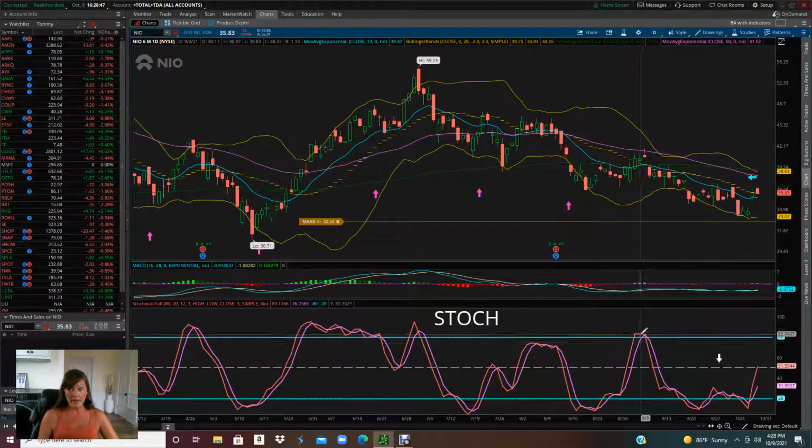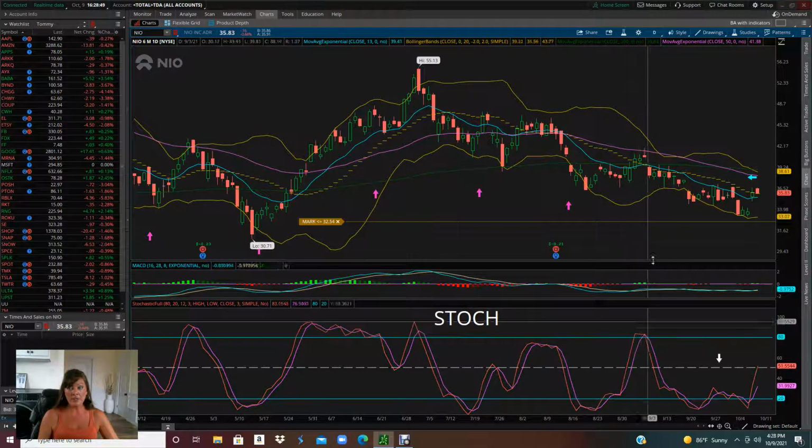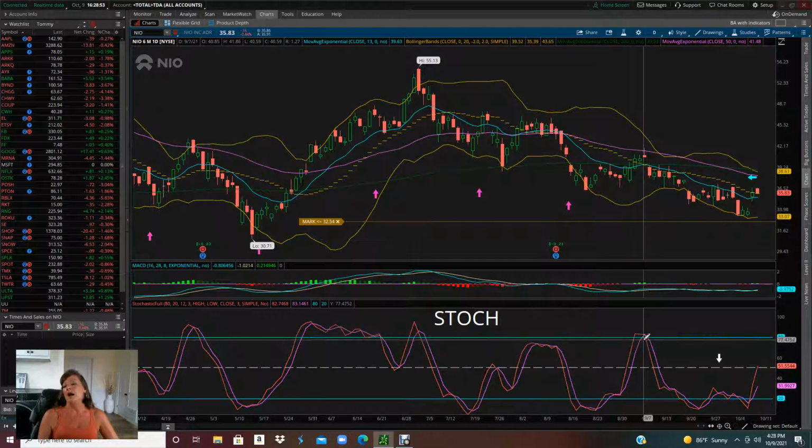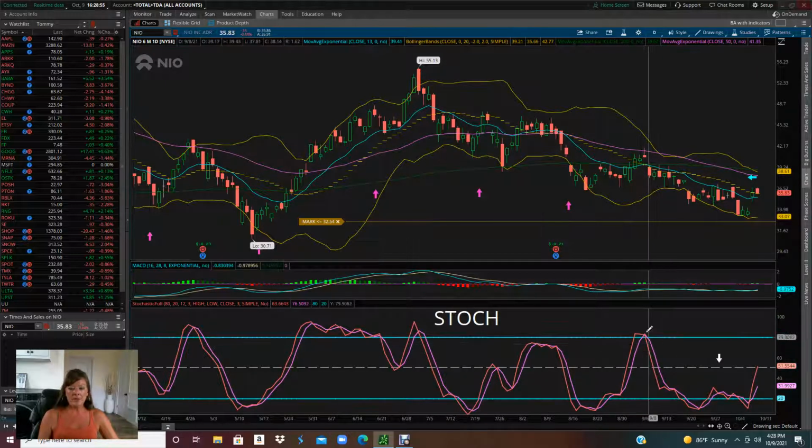Right up here, broke it. Look, it broke it. It was trying. It started to break it. And look how price went up here, and then it just lost it. So that's how you can tell if it turns before the 80 line.